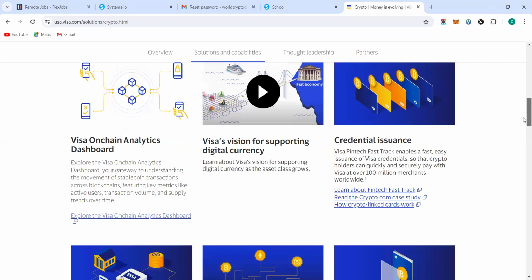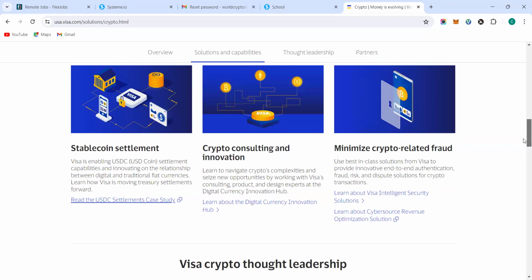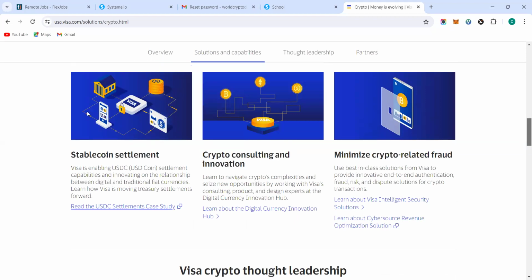This is where the internet is moving towards. The payment systems and the fintech industry are moving towards Web3 because it's faster and cheaper, and it gives people the power, the sense of ownership. So we're talking about stablecoin settlement.